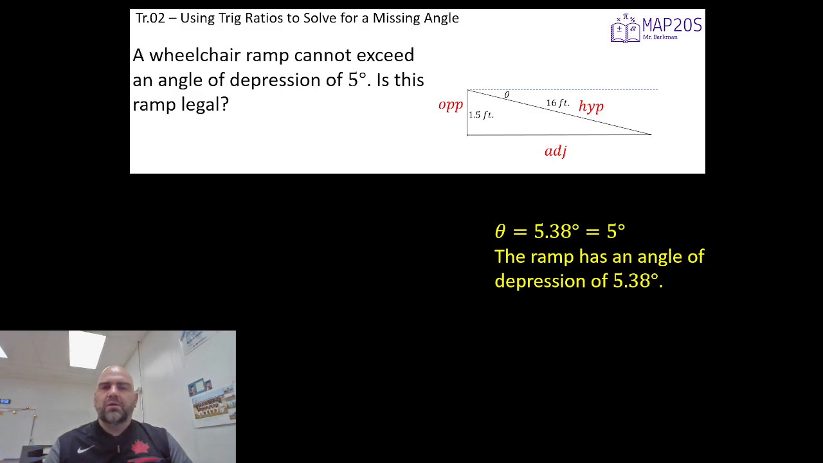Now, second part. Code states that a wheelchair ramp cannot exceed an angle of depression of 5 degrees. Is this ramp legal? Based on what we know, is this ramp okay? Can we use it? No, it's too steep. Just by a tiny bit, but it is too steep. It's above the 5-degree threshold. We can't use it as a ramp. It has to be a little bit longer or a little bit lower so that we can use it.